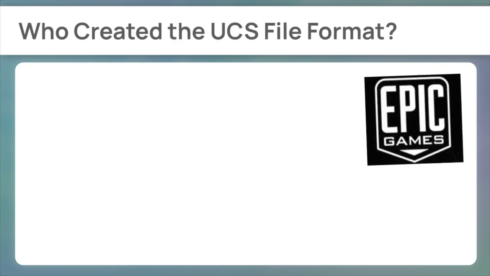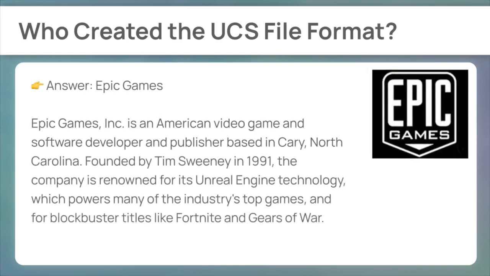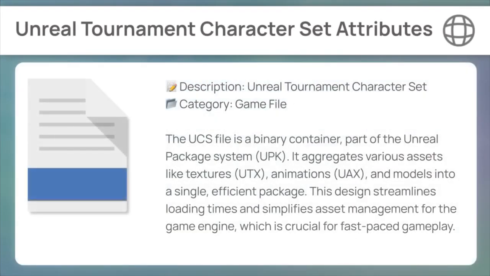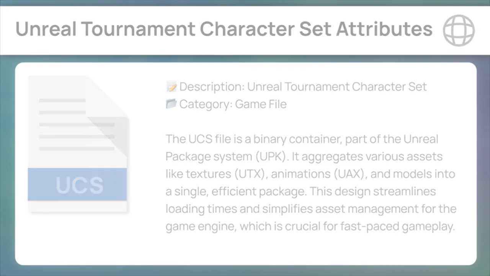Users encounter these files when creating or installing custom characters or mods, seeking to personalize their gameplay experience with new visual assets and attributes. The UCS file is a binary container, part of the Unreal Package System, UPK. It aggregates various assets like textures, UTX, animations, UAX, and models into a single efficient package. This design streamlines loading times and simplifies asset management for the game engine, which is crucial for fast-paced gameplay.